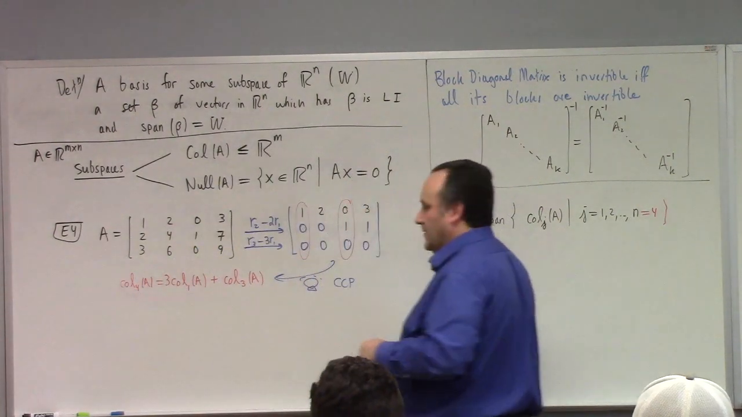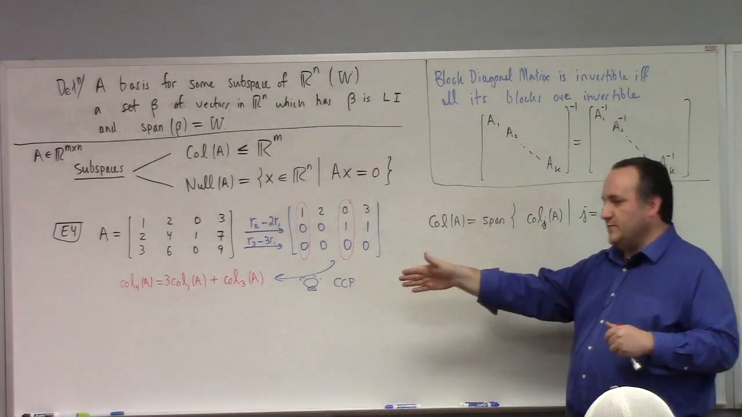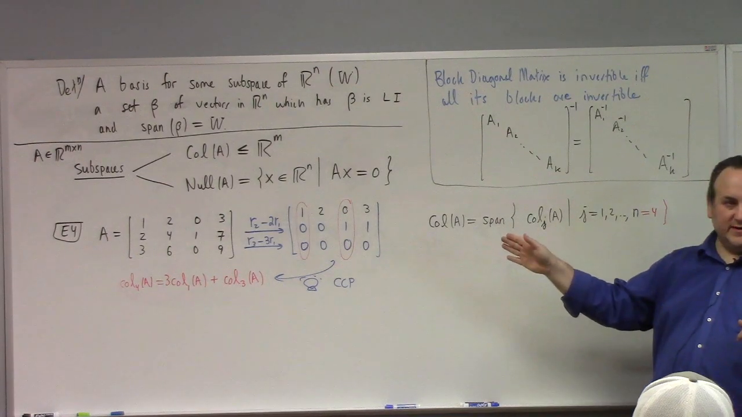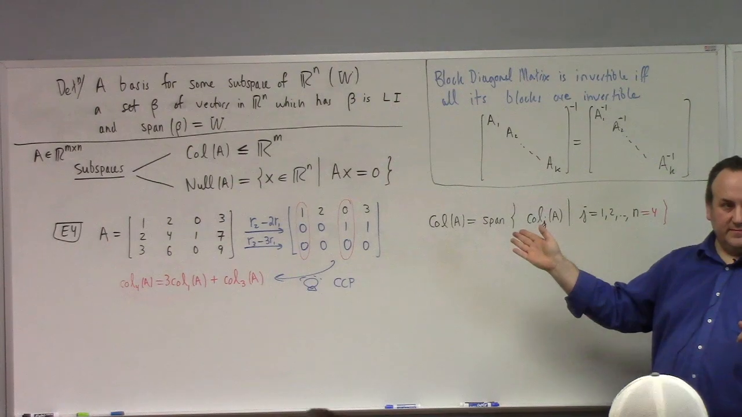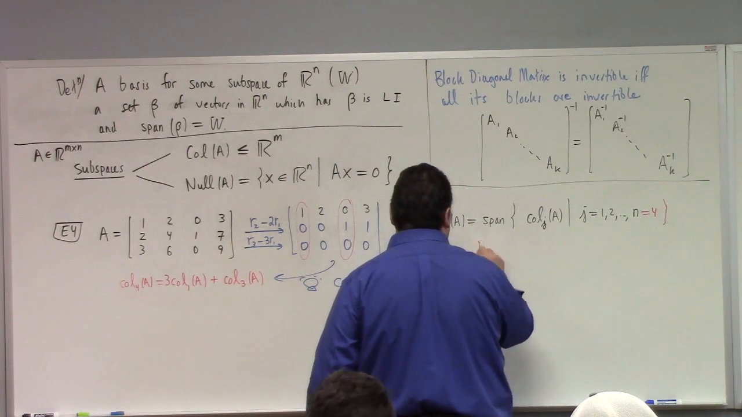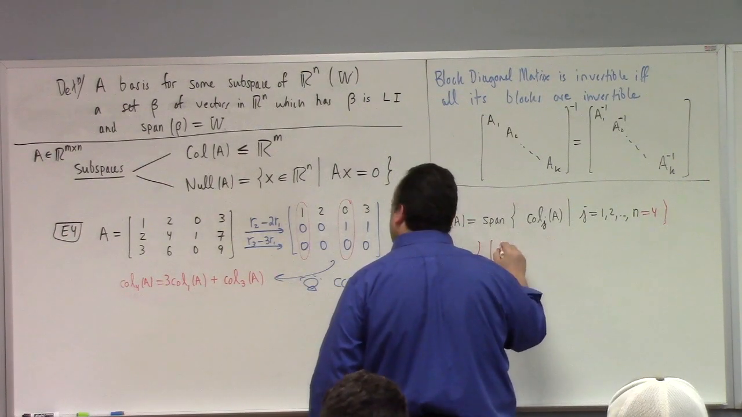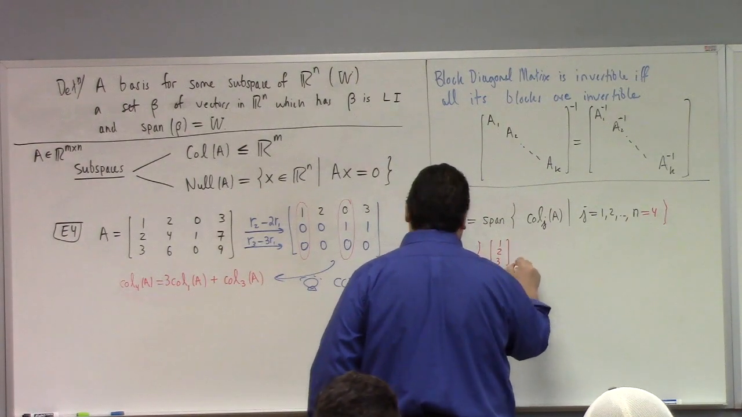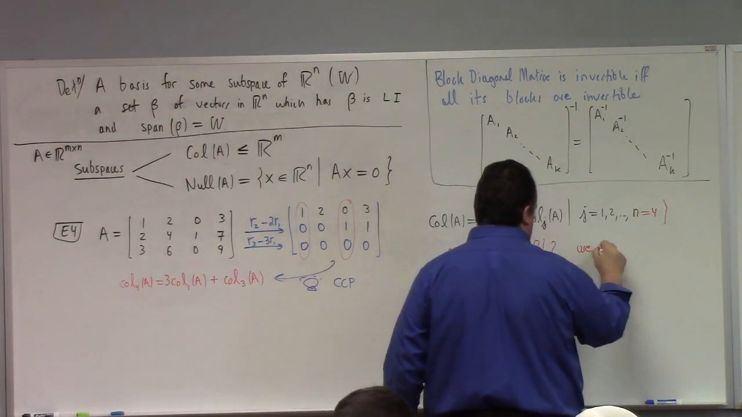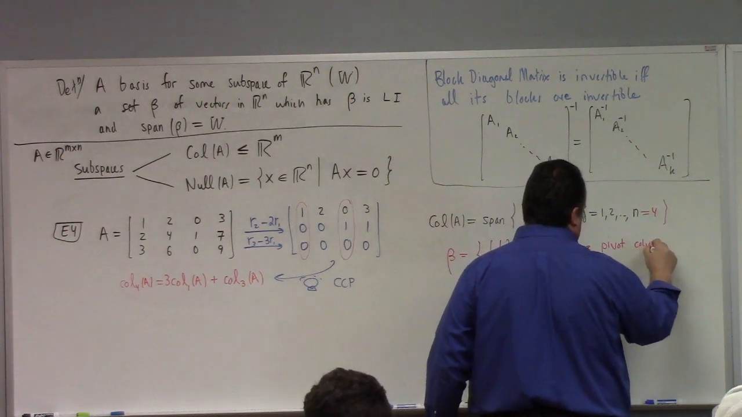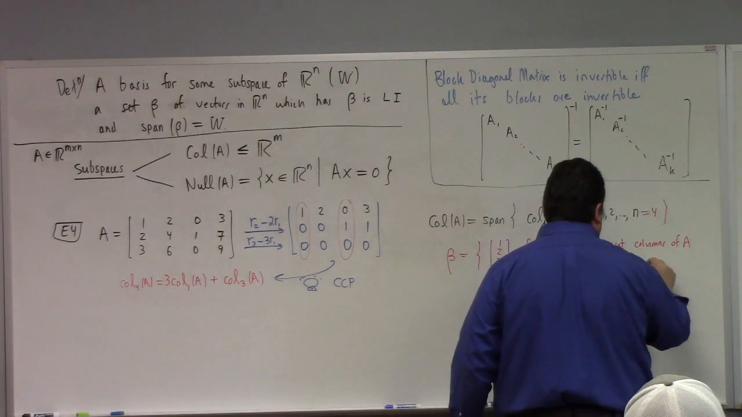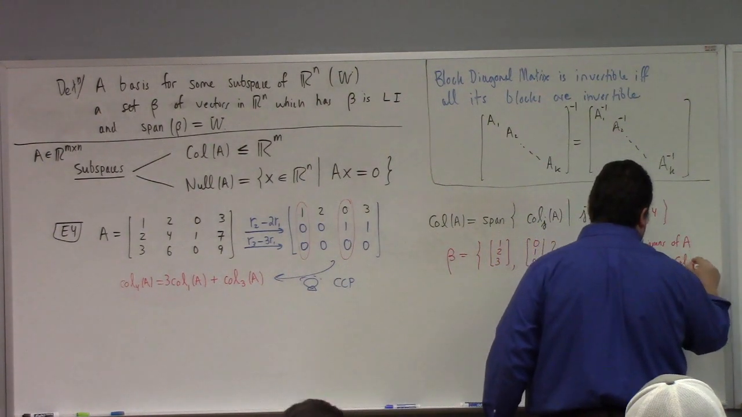All right? And likewise, the 4th column we can build from the 1st and the 3rd columns, and the 2nd column is just twice the 1st column. So we can put a basis for the column space simply as (1, 2, 3) and (0, 1, 0). We can use the pivot columns of A to form a basis of the column space of A.